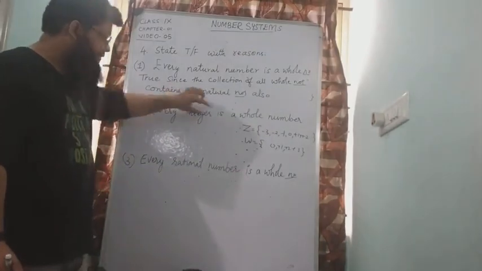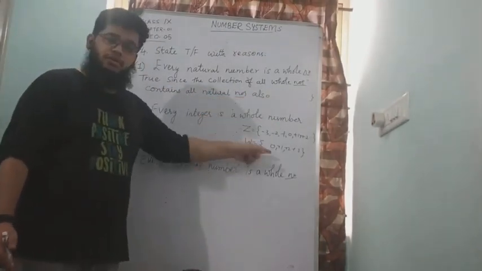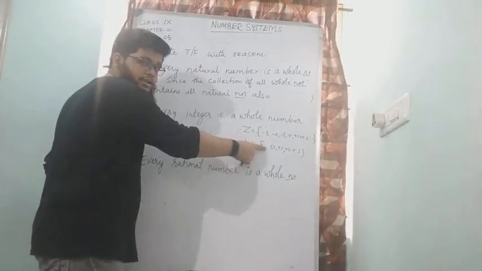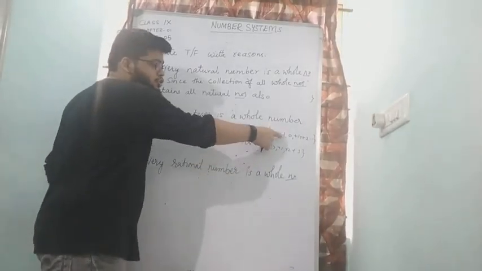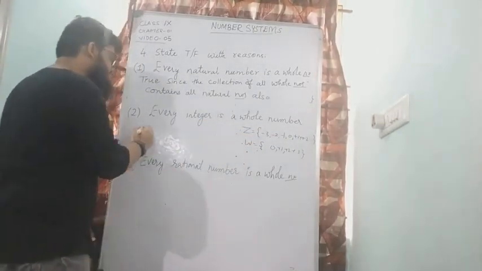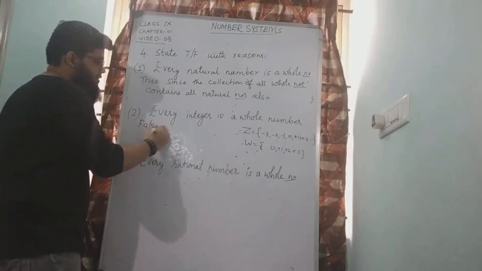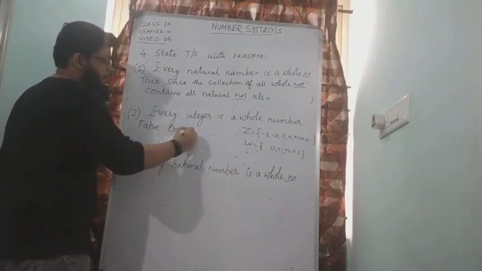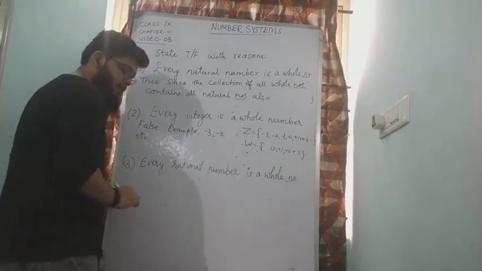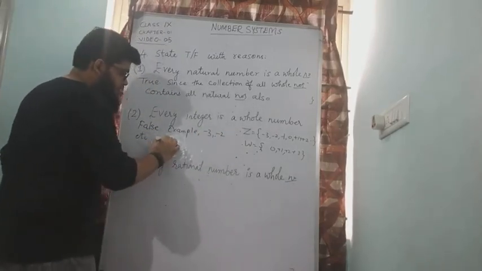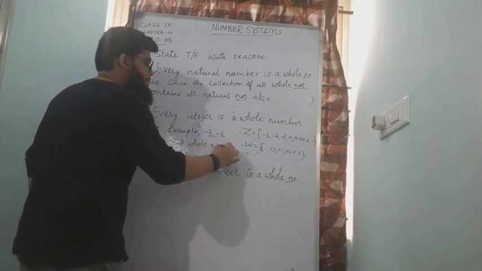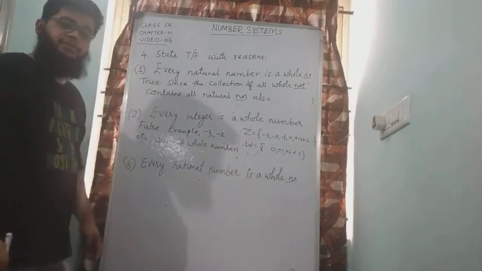So the statement is every integer is a whole number. So can I tell minus 3 is a whole number? No, because it is not in whole numbers. Or minus 2, minus 1. They are also only integers, they can't be called whole numbers. So the answer for this is false. Example: minus 3, minus 2, etc. are not whole numbers. So this is going to be a reason.